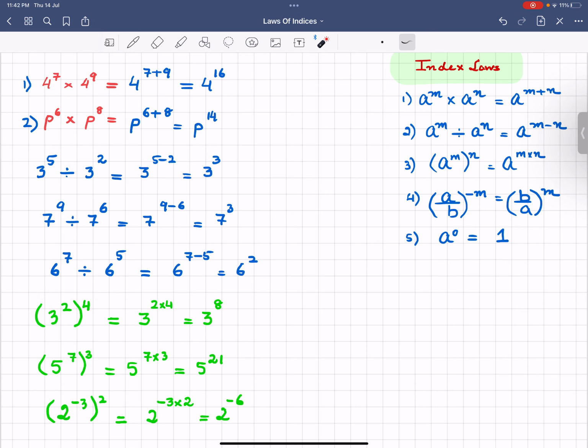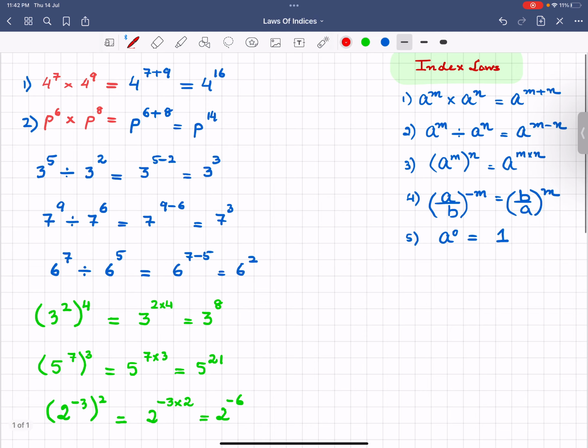Moving on, we will move on to rule number 4 now. Rule number 4 is we have a divided by b, and the whole of this is to a negative power m. So now we can write this as a positive power. All we need to do is to swap the numerator and the denominator. So this becomes b by a and the power is now positive m. So let's look at examples to do the fourth rule of index.